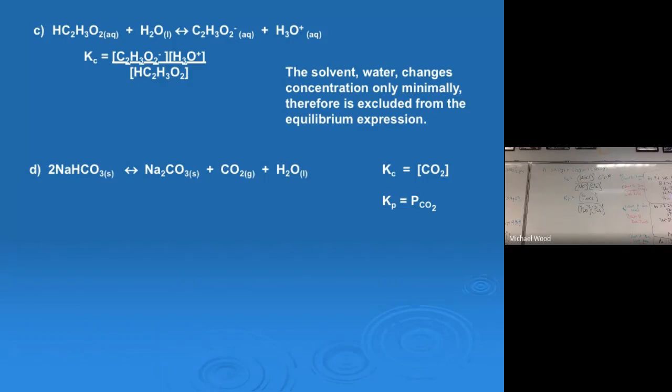So if you look at this one, this is a reaction for a lab, because I still want to do some labs, but I've got a solid, solid, liquid, so they're not included. So all I have for Kc is just CO2. And Kp, because it's a gas, when it's a gas, you could write it as either Kc or Kp. When it's aqueous, it has to be written in terms of Kc. Okay, so first basic thing here is just writing out the expression.